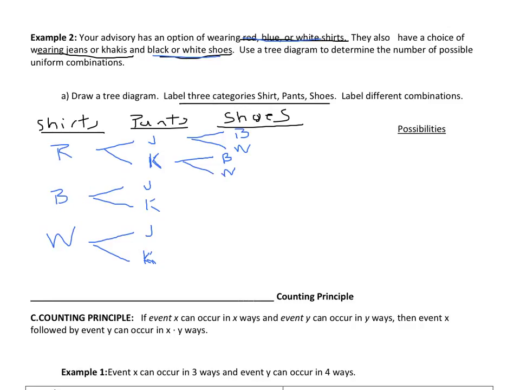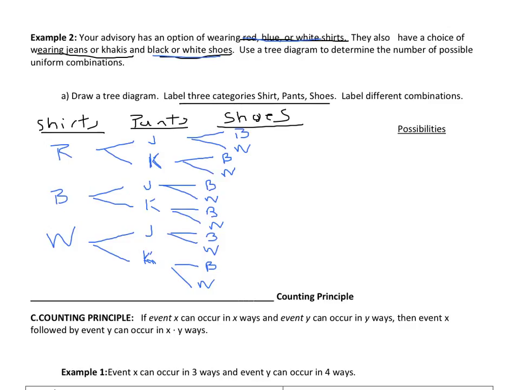If we pick a blue shirt, jeans, we're going to choose between black and white shoes. If we pick a blue shirt and khakis, we're going to choose between black and white shoes. A white shirt and jeans, we're going to choose between black and white shoes. And then again, if we have a white shirt and khakis, we're going to choose between black and white shoes.